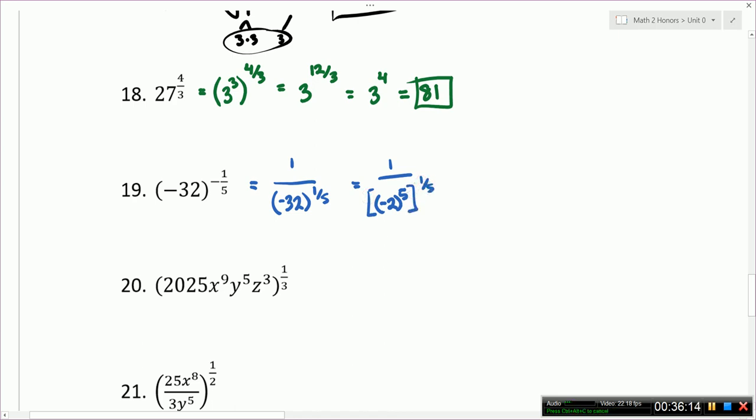Now I can multiply my exponents, the 1/5 and the 5. And I end up with 5 over 5, which is 1. So this is really 1 over negative 2, or negative 1/2.